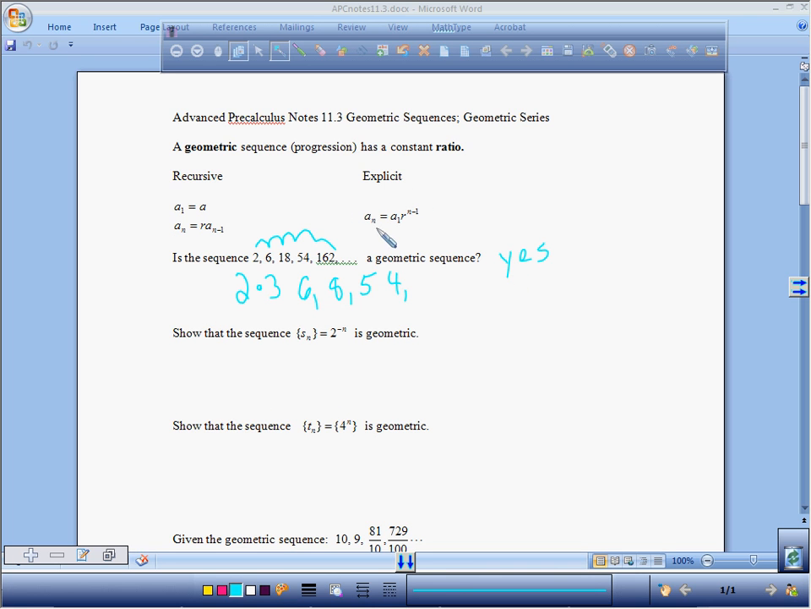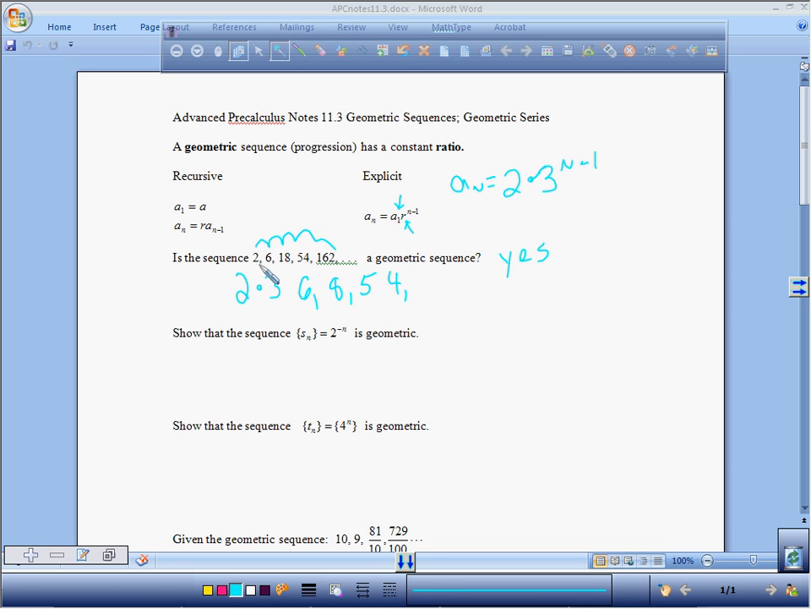And the way you define it explicitly is this is the beginning number, and this is r, and r is called the constant ratio. Okay? And so in this particular case, I could define this explicitly as a sub n is equal to a sub 1, which is 2, times 3 raised to the n minus 1 power.